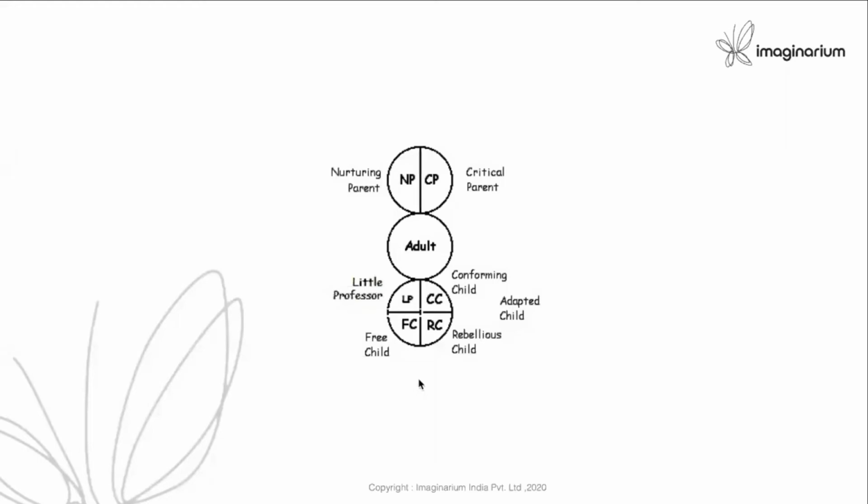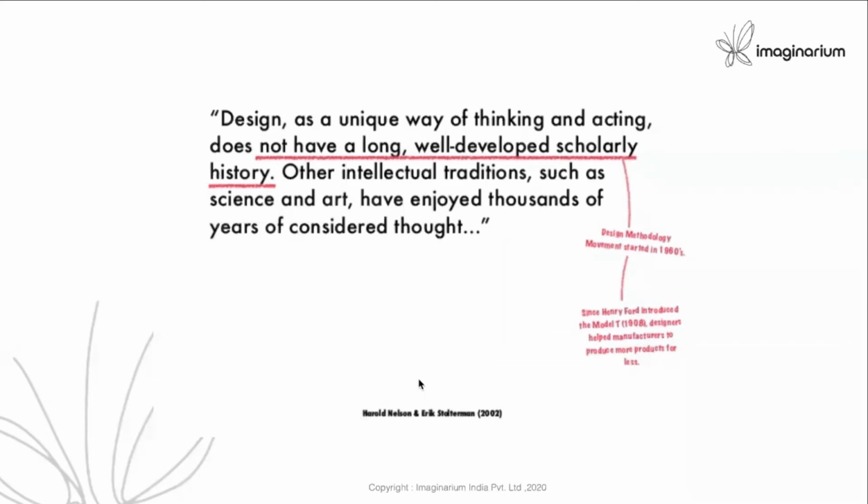But in the act of design, you should don this hat of a child, because only the child is very creative, very playful. Design is a unique way of thinking and acting, and it doesn't evaluate thinking. It's a unique way of thinking, which tells us it is something not normal. Like people always follow a particular known path, designers will tread a path with very few people, or no path. They make their own roads. Design does not have a long, well-developed scholarly history of the connection between design and thinking, as you have in other intellectual traditions like science and art.